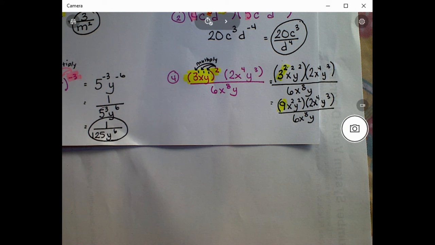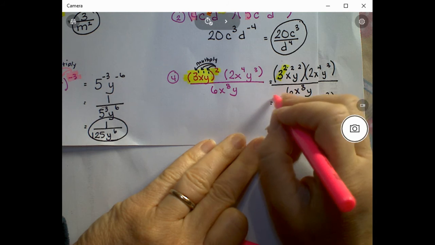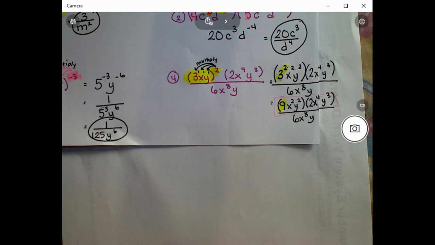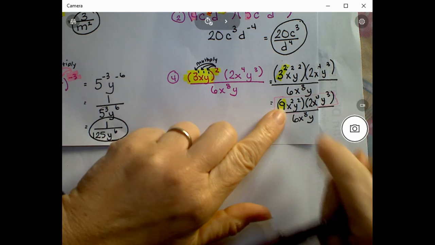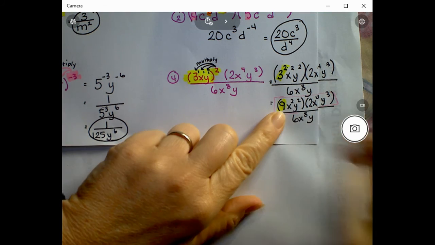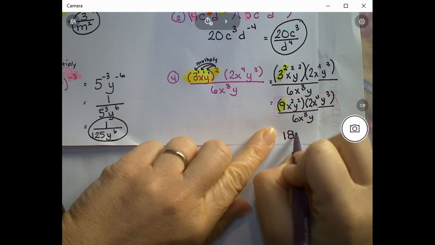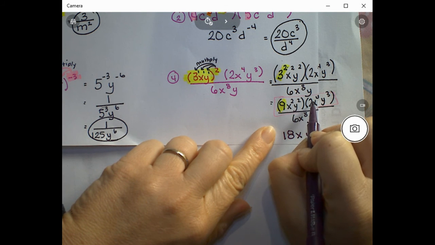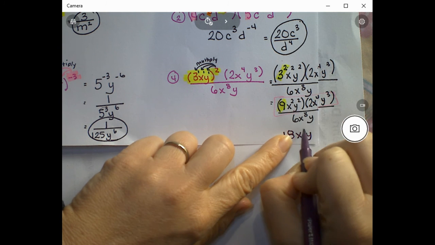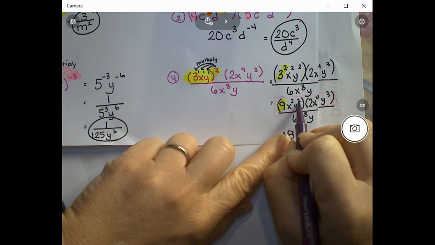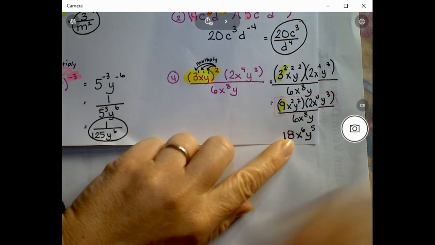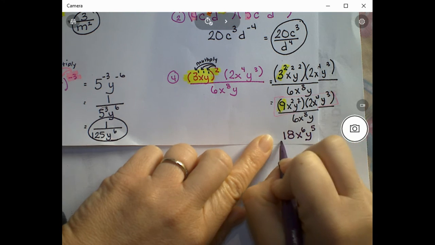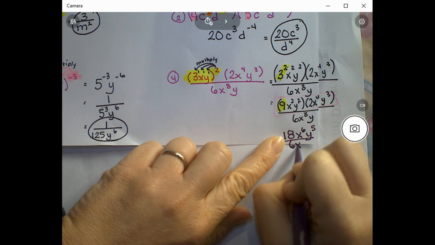All right, next we're going to use the multiplication rule to do this top part. The multiplication rule says that we need to multiply coefficients. 9 times 2 is 18. We're going to have some x's and some y's. And we add exponents. 2 plus 4 is 6. 2 plus 3 is 5. And we haven't touched the denominator yet.